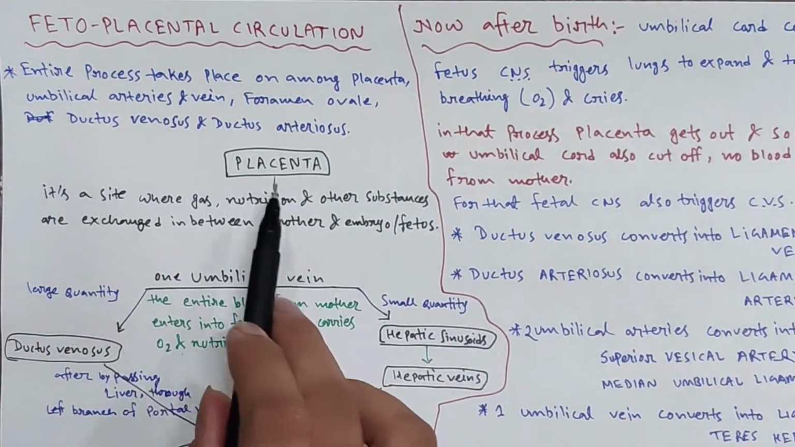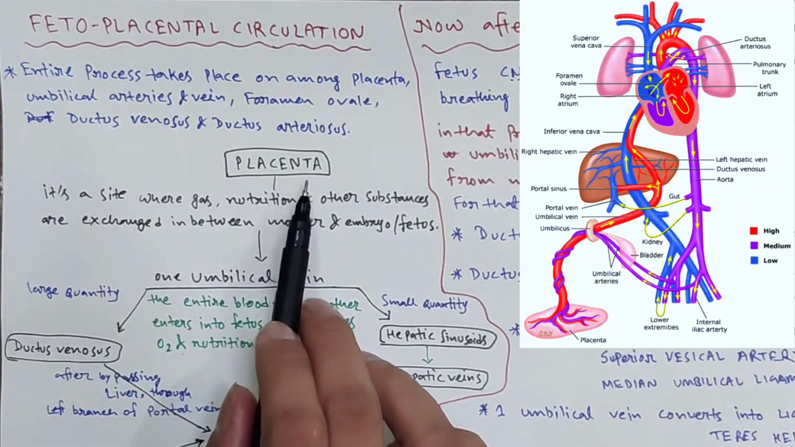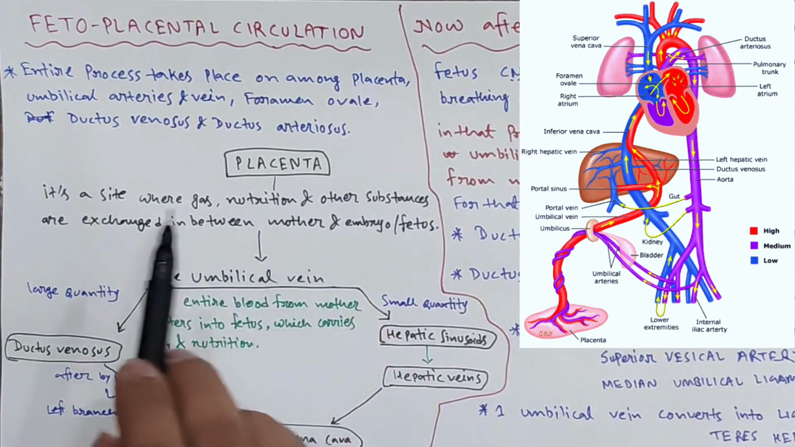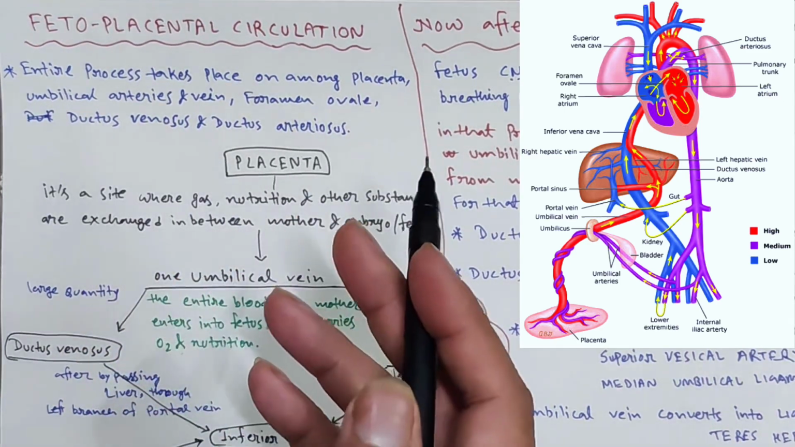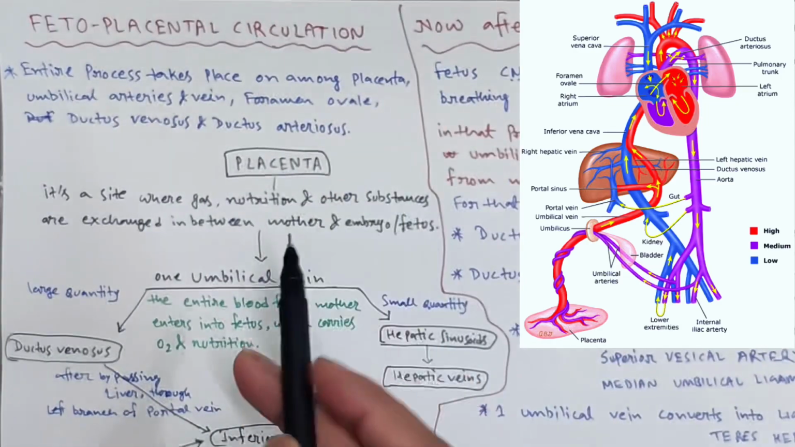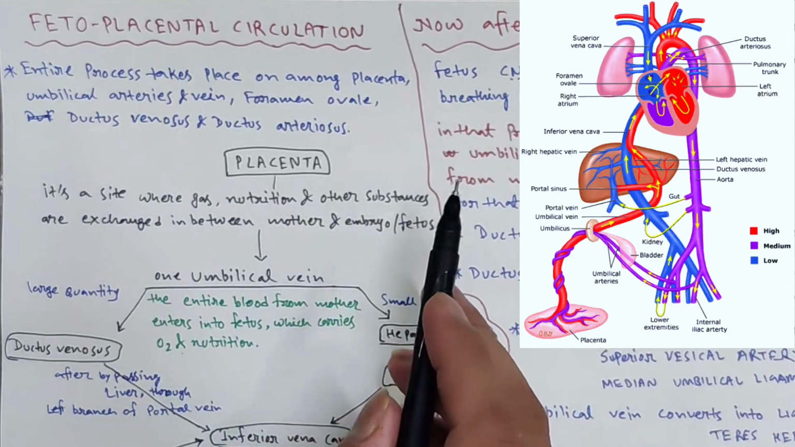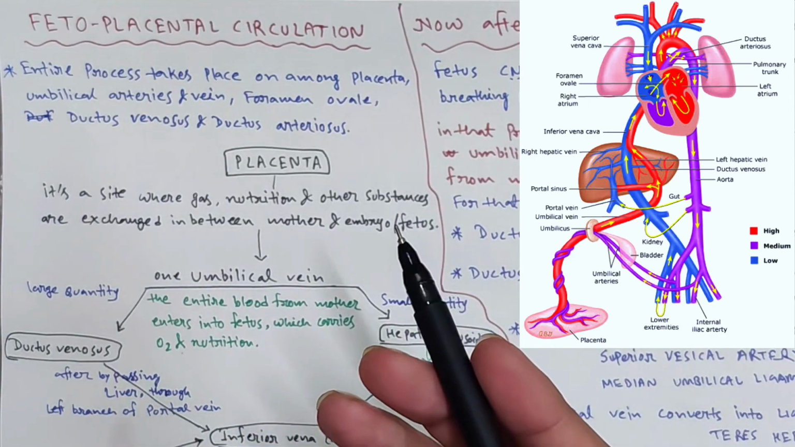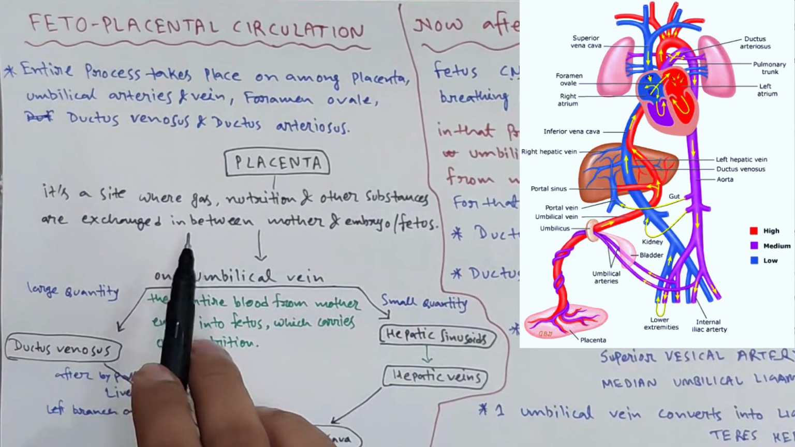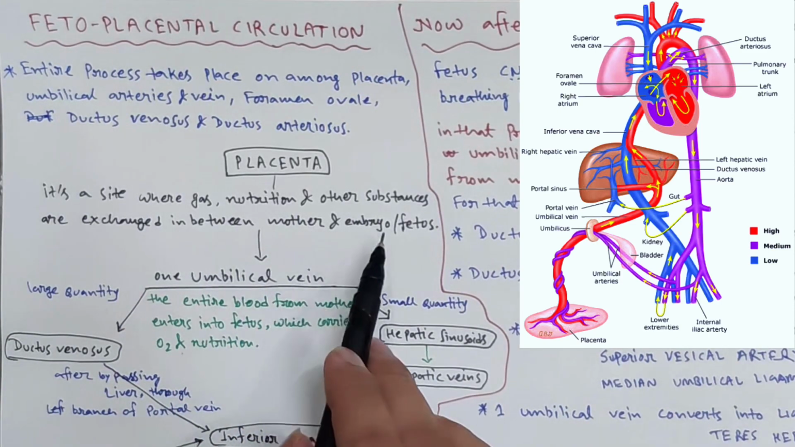Okay. Now try to understand the placenta. How the placenta develops you already know. It is a site where gases, meaning oxygen and carbon dioxide, nutrition for the baby and other substances like waste materials and blood are exchanged between mother and embryo or fetus.